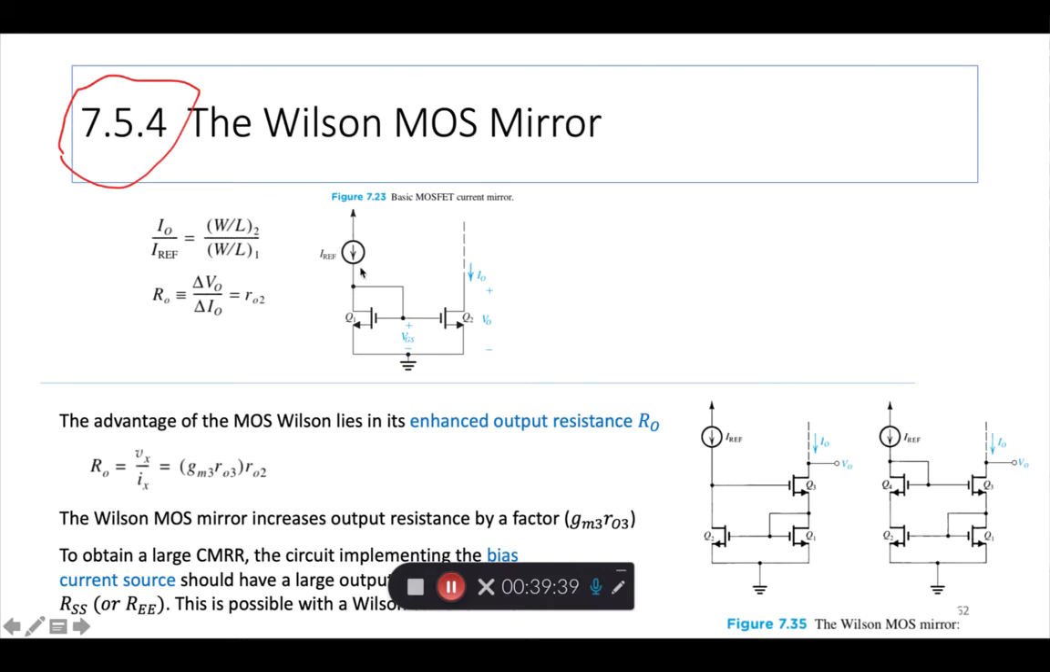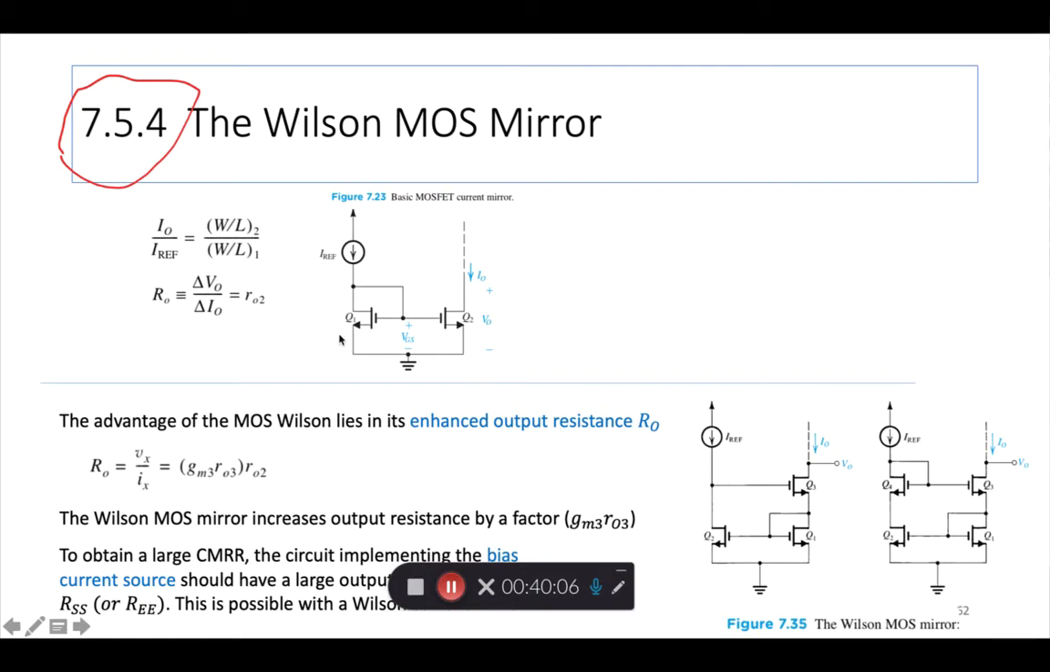If you have an I reference, the output current will be connected to the I reference by this formula, and if the W by L's are the same for the two, Q1, Q2, then the I output equals the I reference, right? Also, the output resistance is RO2, which is the intrinsic output resistance of Q2.